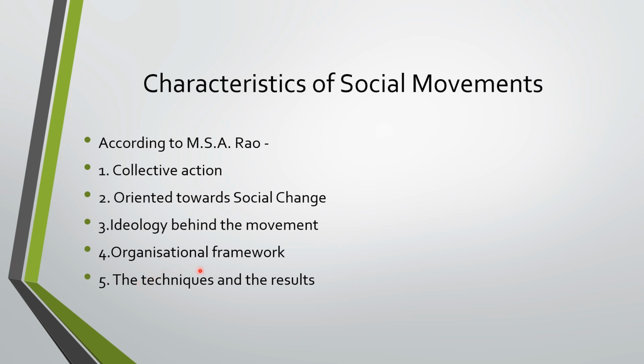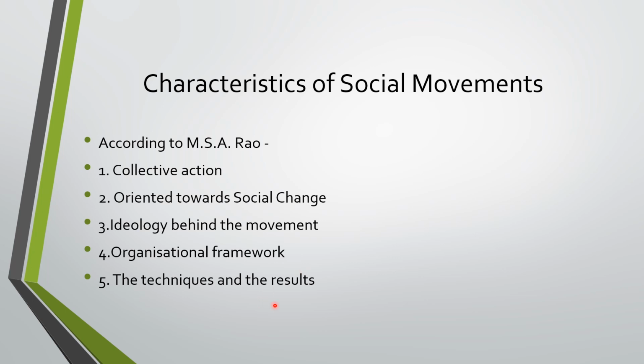Next is the organizational framework. It says that a social movement requires a minimum organizational framework to achieve success, or at least to maintain the tempo of the movement, to maintain a clear distinction between the leaders and the followers, to make the purposes of the movement clear, to persuade people to take part in it or to support it, and to adopt different techniques to achieve the goals. A social movement must have some amount of organizational framework.